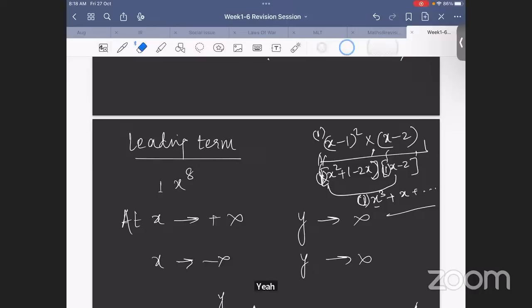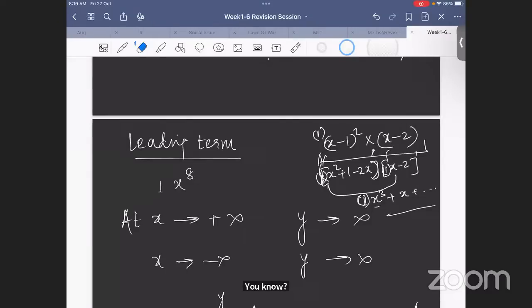Sir, what if the coefficient is not 1, like more than 1? Then the coefficient won't be 1, right? Basically you don't have to calculate the value. The most important part to get the behavior is to know whether the coefficient is positive or negative. That is the most important thing you should know. So if it was 2x minus 1 whole square into x minus 2, then a will not be 1.